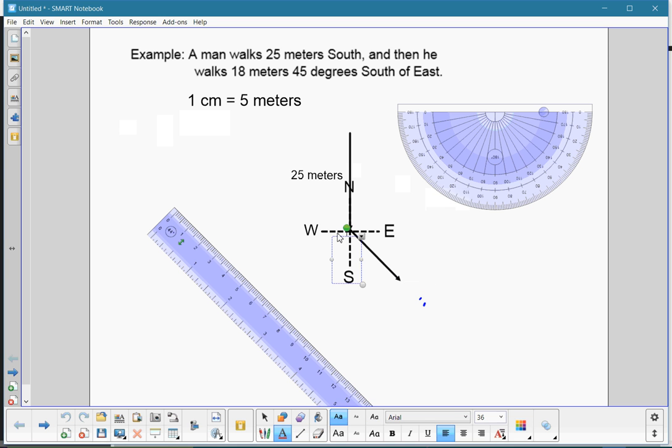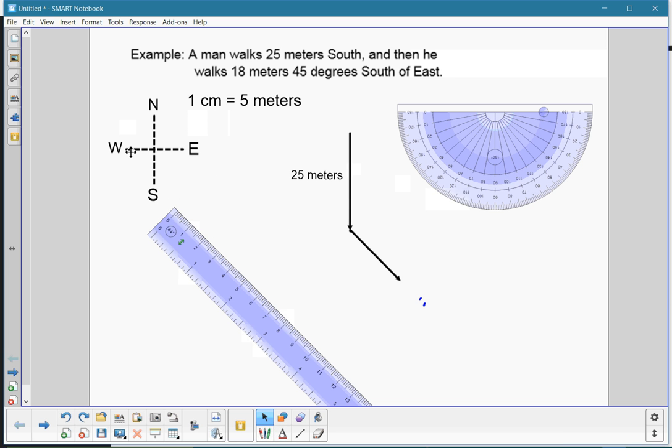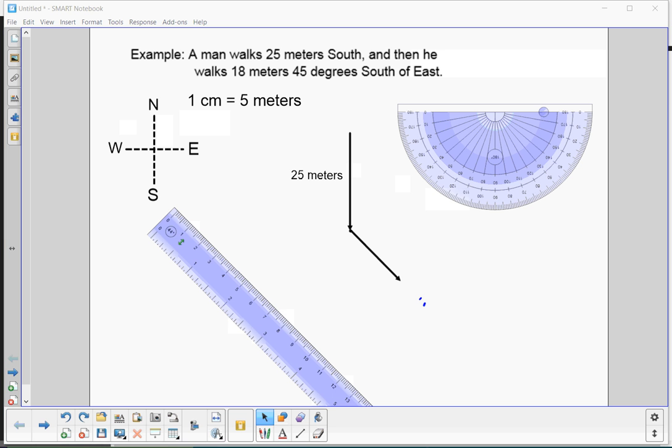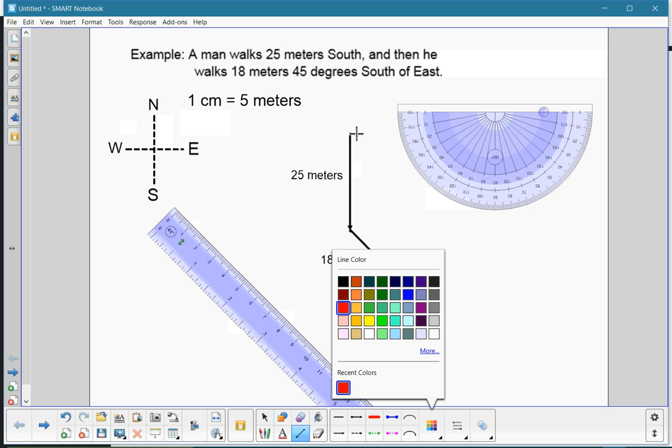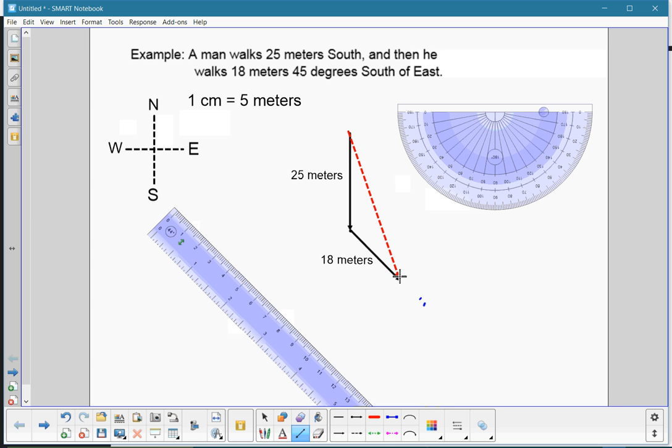I'm going to move my compass rose out of the way so as not to confuse the problem. And now I have my two vectors drawn together tip to tail. The resultant of this motion is the vector that goes from the beginning of the first vector to the end of the second vector, or from the tail of the first vector to the tip of the second vector. This red dotted line represents the resultant. The answer will be the length of this red dotted line and what direction it goes in.